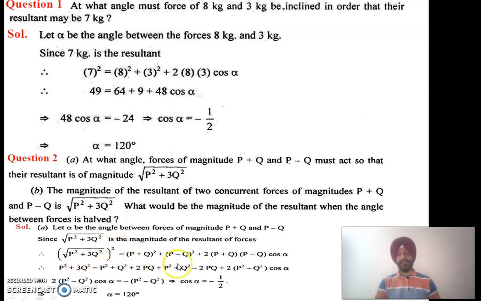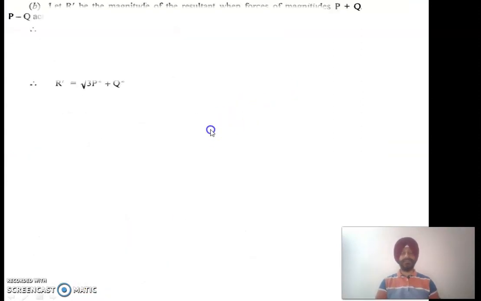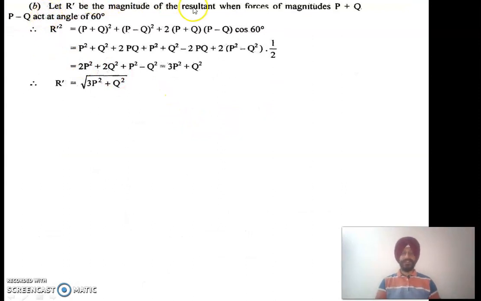We just replace these values in the given result which we proved earlier, that is R square is equal to first force square plus second force square plus 2 into force 1 into force 2 into cos of angle. When we simplify it, we got cos alpha is equal to minus 1, which gives alpha equal to 120 degree. Similarly, we have the second part of the question where we want to find the resultant R dash, and now the angle is given as 60 degree. So we put cos alpha with alpha equal to 60 degree and we got R dash.